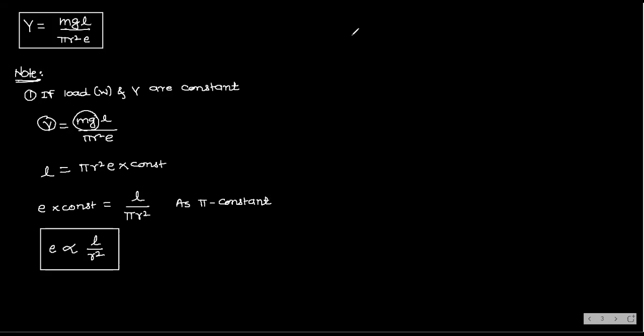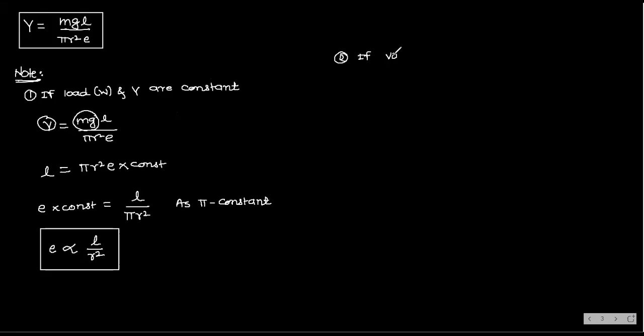As pi is again constant. Okay. Next one. Now, if the volume of the wire is constant, then what are we getting? Second note point.